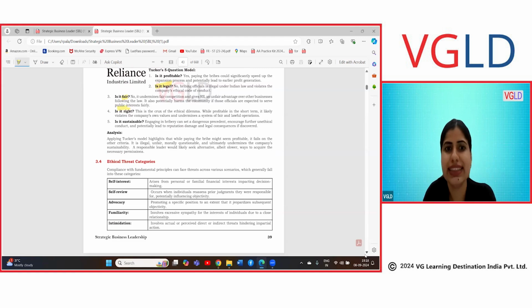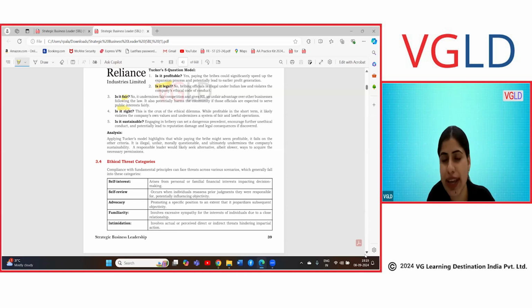Now, next is ethical threat categories. We have already covered the threat categories. We have self-interest threat. That means we have a financial or personal interest in the client. That is the situation of self-interest threat that could impact my decision-making skill. Next is self-review threat. That means I am reviewing my own work. The work which I have done, I am checking that own work.